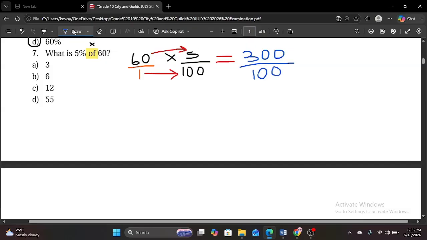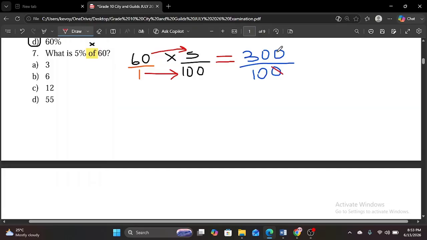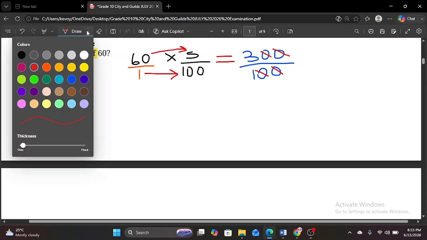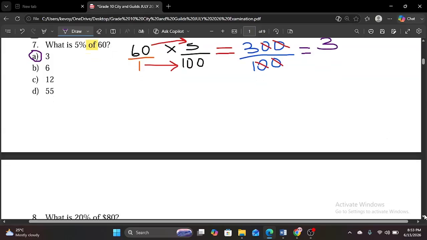And we eliminate our zeros from both the bottom and top. So take 1 zero at the bottom and top. And we take another 0 from the bottom and the top. So that means we'll just have our answer being 3. So what is 5% of 60? That's going to be A, 3. All right, moving on to question 8.